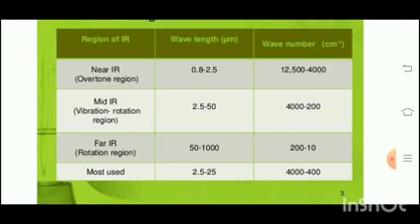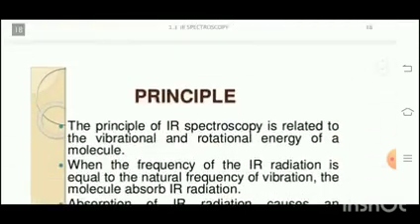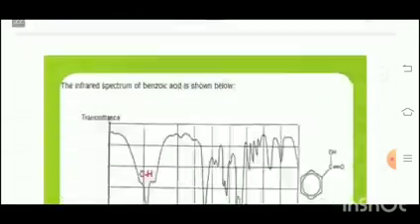When you convert the micrometer wavelength into wave number, the mid IR region falls between 4000 centimeter inverse and 200 centimeter inverse wave number. So the wave number region of mid IR is 4000 to 200 centimeter inverse. This is the x-axis in the spectrum. In the IR spectrum, we measure absorbance versus wave number. Now we will move on to the IR instrumentation part.